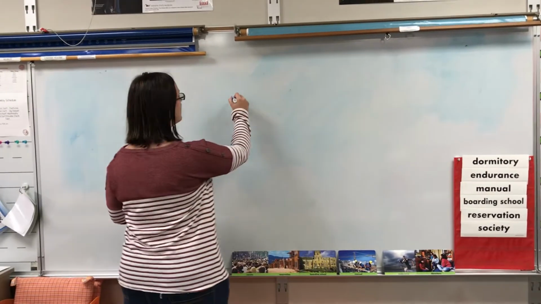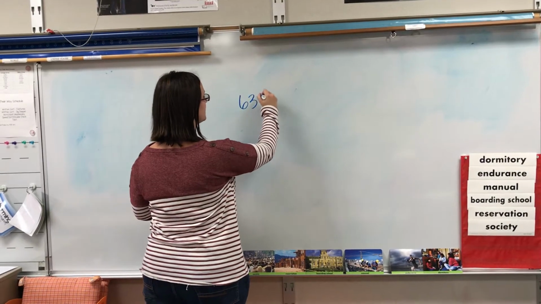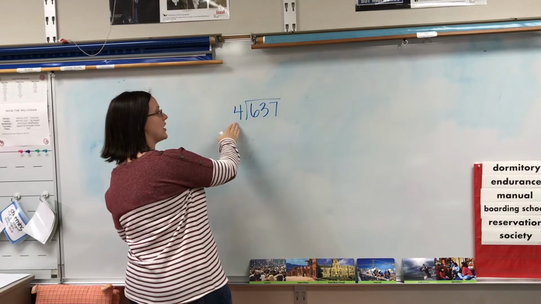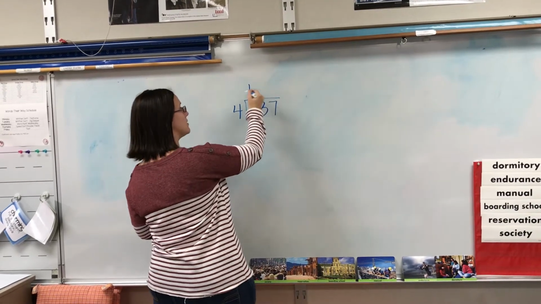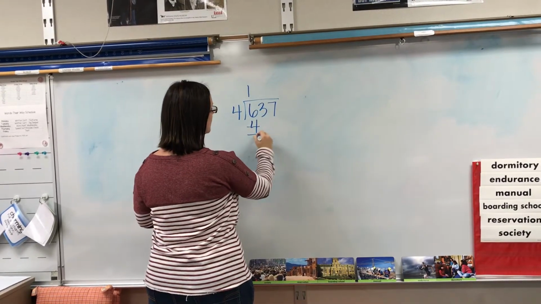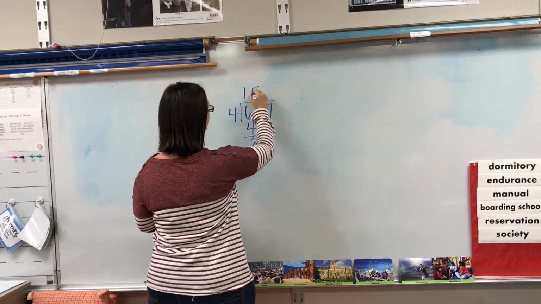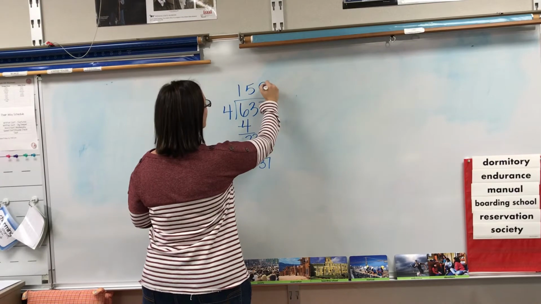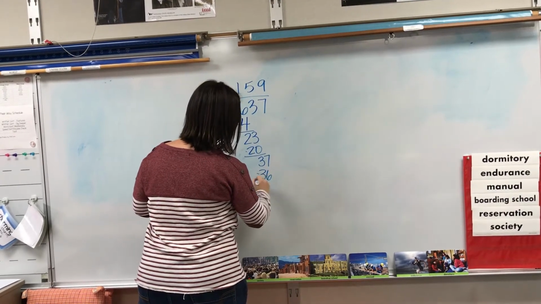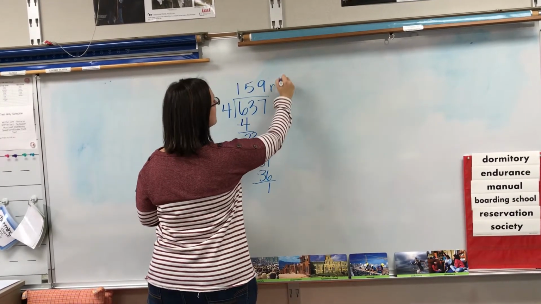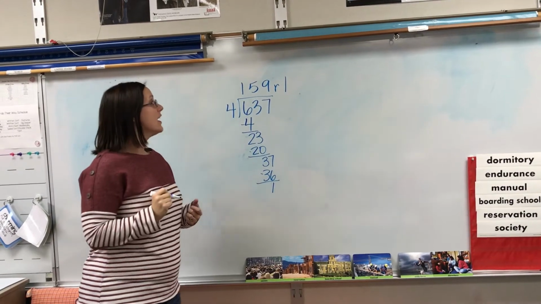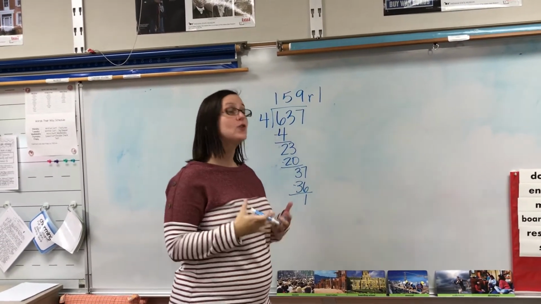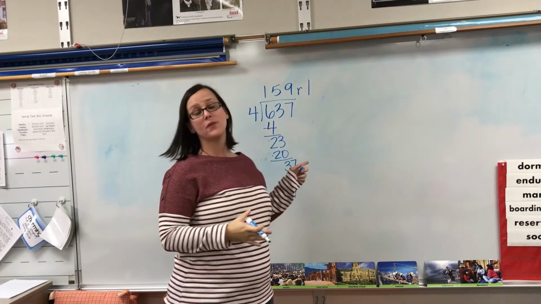So if we do the problem 637 divided by 4, you and I would have learned to take 4 into 6 one time, 1 times 4 is 4, and so on. And we would end up with an answer that looks like this, okay? And unfortunately, we are moving in a new direction for division, and so when you go to help your child, they are not going to be familiar with this.